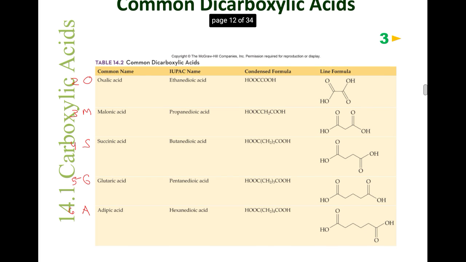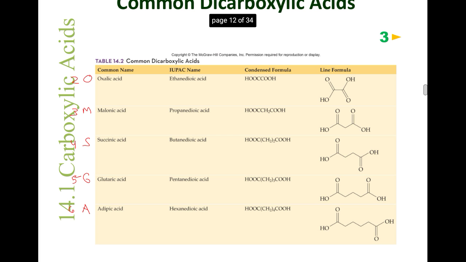So, common dicarboxylic acids. You can see that I put a little note here in red on the side. I think it's a good idea to have these memorized for the second exam. In order, they are oxalic acid, malonic acid, succinic acid, glutaric acid, and adipic acid. I don't have any kind of acronym, or the acronym which I use is OMSGA. And you know that the first one has to have 2 carbons.